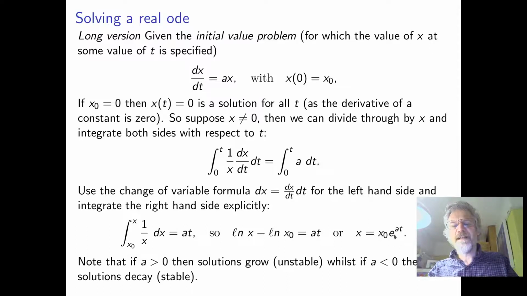The thing that you do get from this is that if a is positive, the solution grows, and if a is negative, the solution decays. And actually, if a is complex, it tends to go round and round somehow.